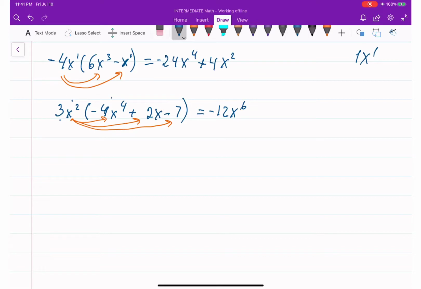Now next one, 3x squared times 2x. It's going to be 3 times 2, it's going to be 6. And x squared times x, because here is 1. So 2 and 1, it's going to be x to 3. And lastly, 3x squared times negative 7. 3 times negative 7, it's going to be negative 21 and x squared. Okay, let's do another one.